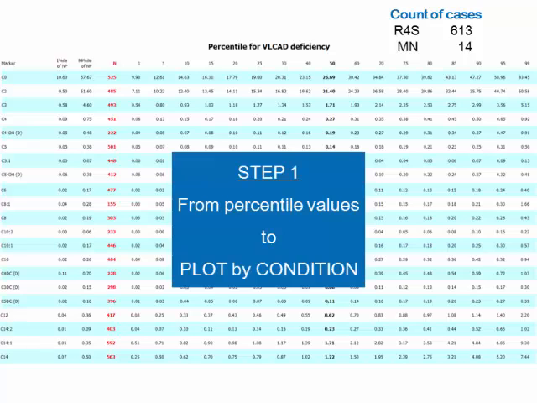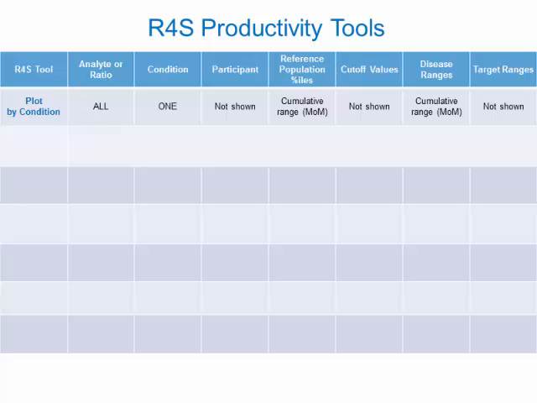The disease ranges are the foundation of the first of the tools of the R4S project. The tool is called Plot by Condition. This table will be progressively populated to show the relationship of each tool with analytes, conditions, participating sites, and so on. Once completely filled, it could represent a useful reference one could use to navigate the website and select the desired tool for a specific task to be completed. As shown here, the plot by condition allows evaluation of all analytes in a single condition.